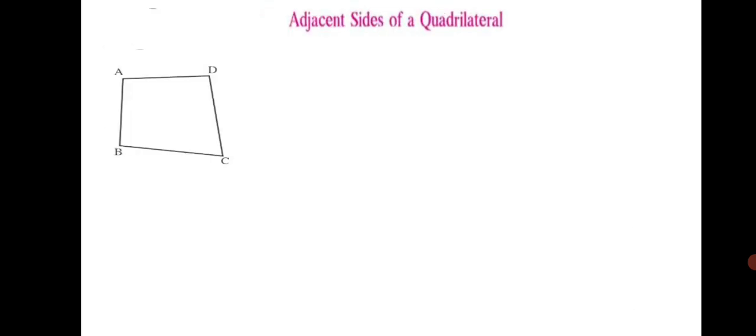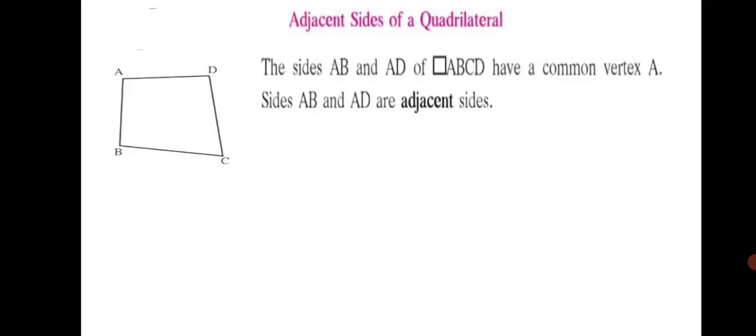Next, let's learn about adjacent sides of a quadrilateral. In this quadrilateral ABCD, the sides AB and AD of quadrilateral ABCD have a common vertex A. So sides AB and AD are adjacent sides. Whenever there is a common vertex in between them, they are adjacent sides.